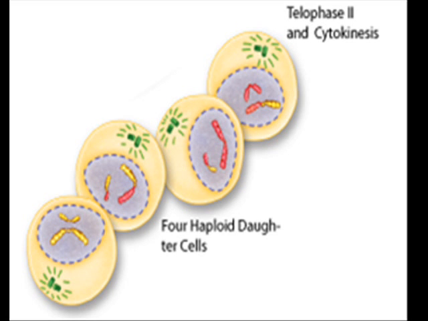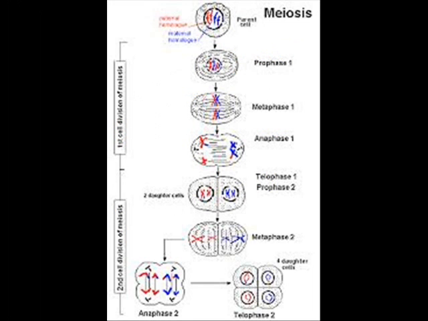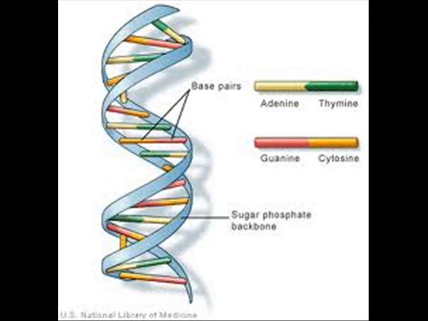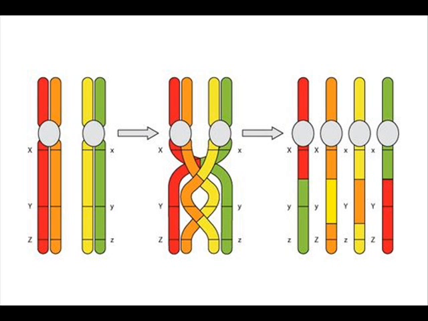Meiosis has two parts, meiosis 1 and 2, with the same phases as mitosis. Crossing over is when chromatids exchange portions of their chromatids.